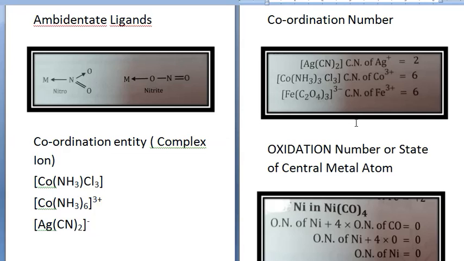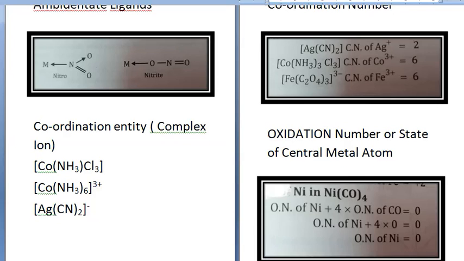Next is the oxidation number or state of the central metal atom. It is the electric charge which the central metal has or appears to have when bonded to the ligands. The oxidation number of a neutral ligand is 0. The oxidation number of a negative ligand is equal to the charge on the ligand, like in the case of Cl-, it will be -1. The oxidation number of a cation will be equal to the charge on the cation, like K+, the oxidation number will be +1. The oxidation number of the central metal atom has to be calculated.